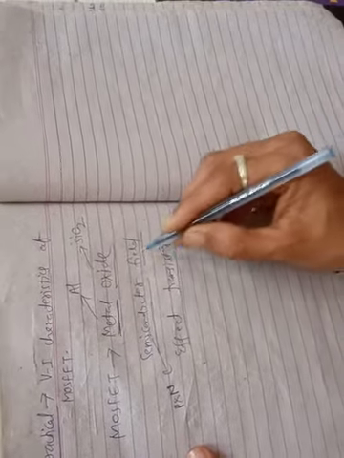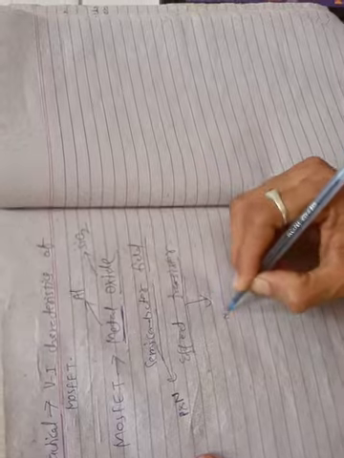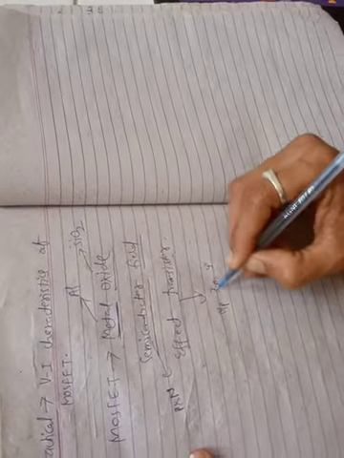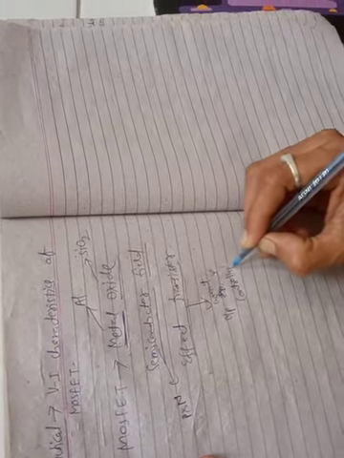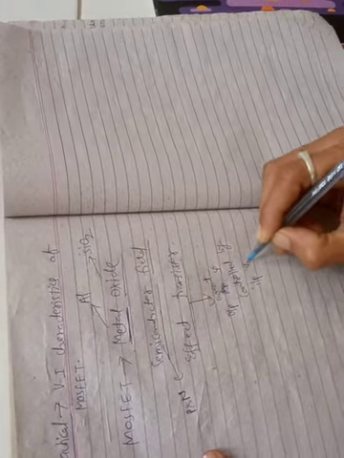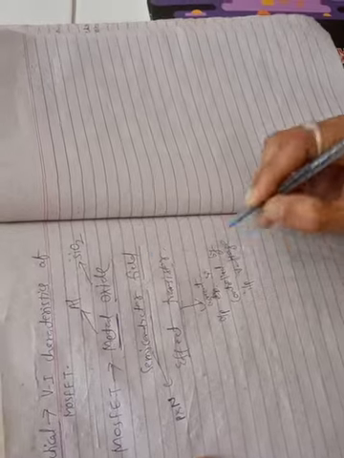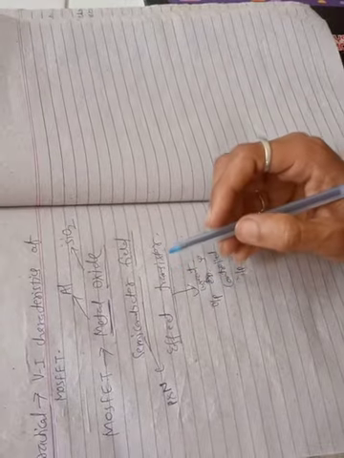And field effect transistor, what is the meaning of field effect transistor? When the output current is controlled by input voltage, that is known as field effect transistor. Here the meaning of field effect is the applied input voltage.